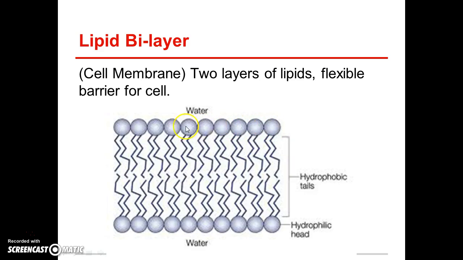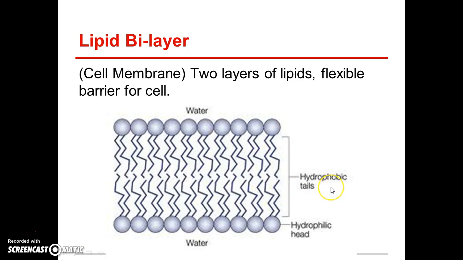These are the glycerol heads. If you guys remember the lipid, it's got a glycerol head and it's got fatty acid tails. This is just a small chunk of the cell membrane. This would go around and wrap around the entire cell.